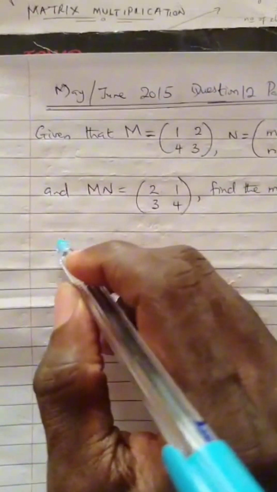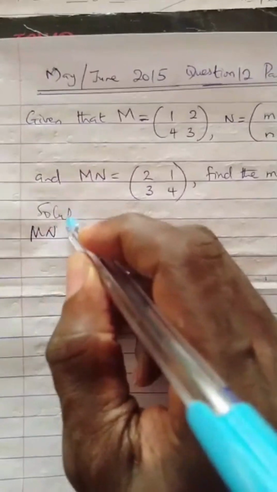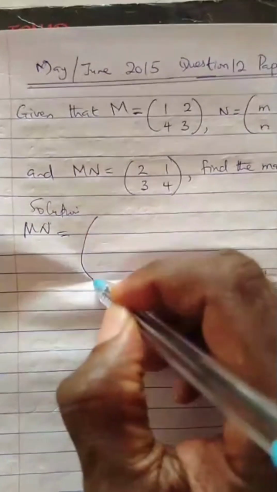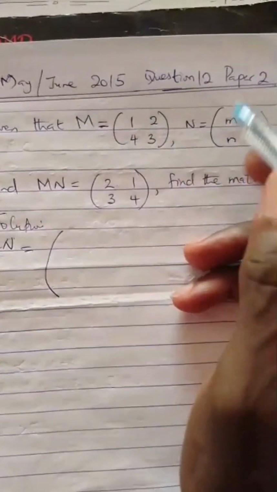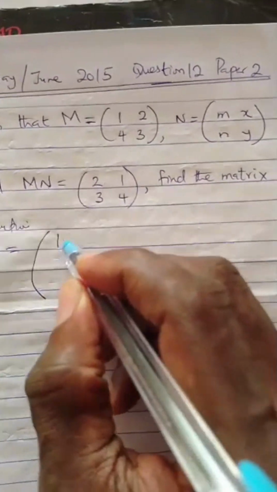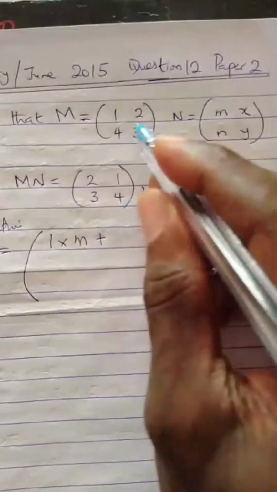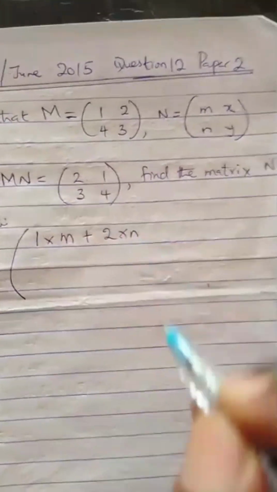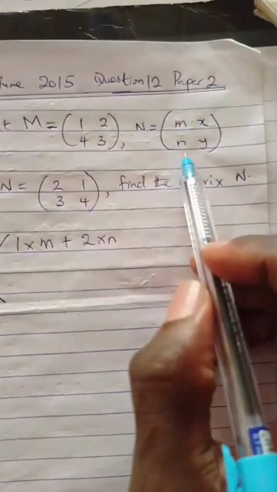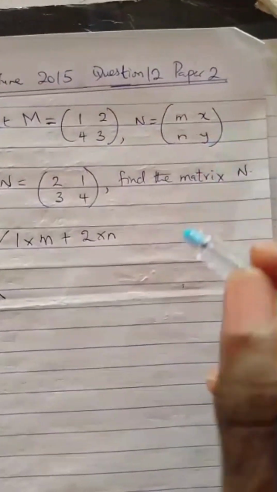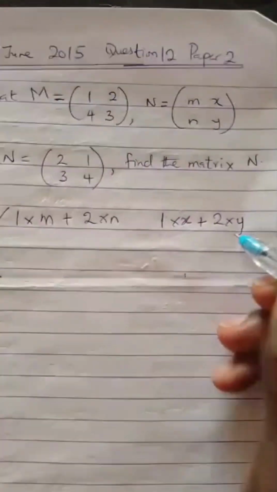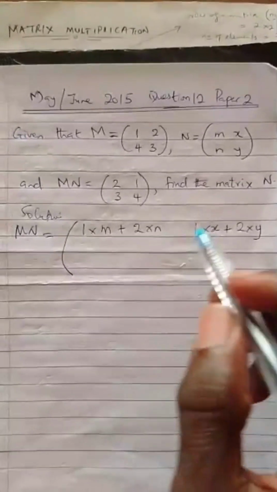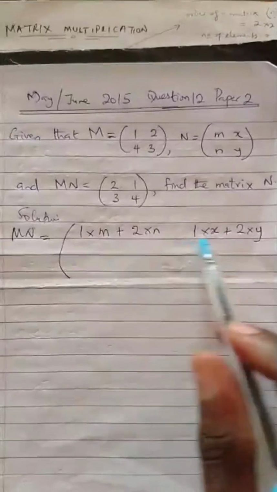So this is the MN solution. MN is going to look like this. Create a bigger rectangle. So row by column. The first row multiplies the first column, right? So 1 times m plus 2 times n. Like that. Now the first row is also going to multiply the second column. So I go 1 times x plus 2 times y. All right, so we created the first row.